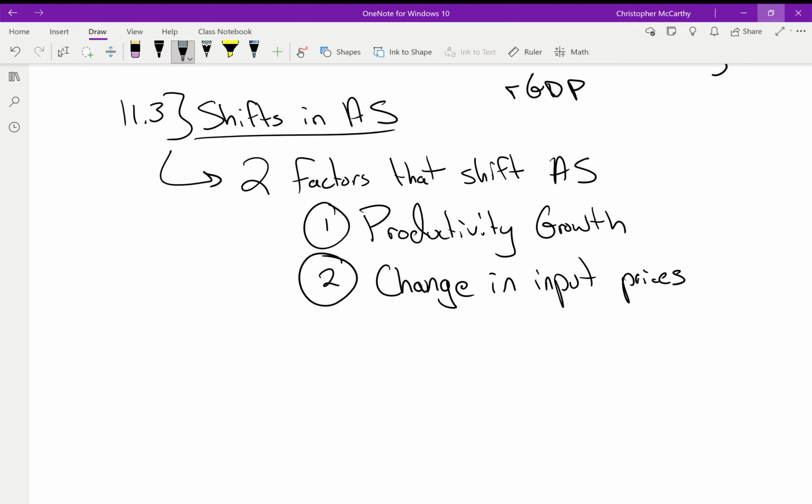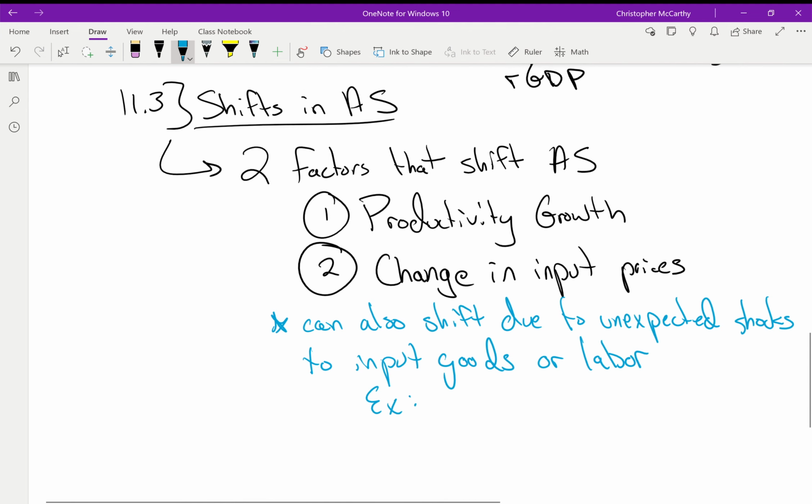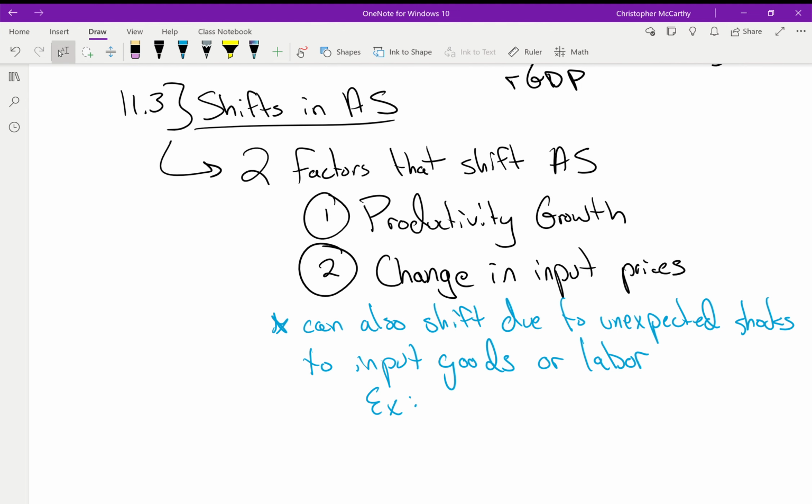Now, it's important for us to keep in mind that the aggregate supply curve can also shift due to unexpected shocks to input goods or labor. So, for instance, large weather events that affect crops, or affect snowfall, or affect outdoor recreation, that kind of stuff, right?